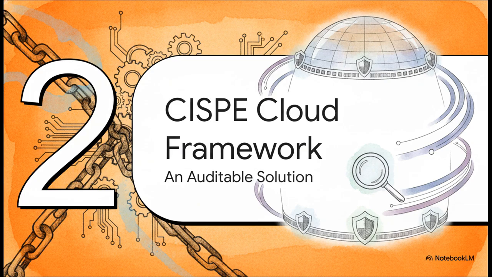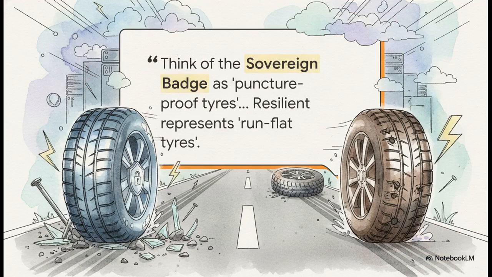Section 2, the CISPE Cloud Framework, which provides an auditable, verified way out of this trap. Francisco Mingorance, the Secretary General of CISPE, uses this highly relatable analogy to explain the core philosophy here. He compares the framework's two certification paths to car tires. The sovereign badge is like puncture-proof tires, meaning you are completely immune to external interference. You literally cannot get a flat. The resilient badge, on the other hand, represents run-flat tires. You might encounter a disruption, sure, but you can keep driving without losing control of your vehicle.